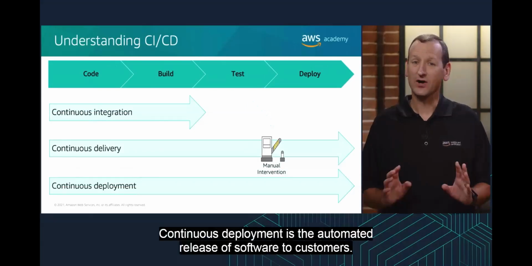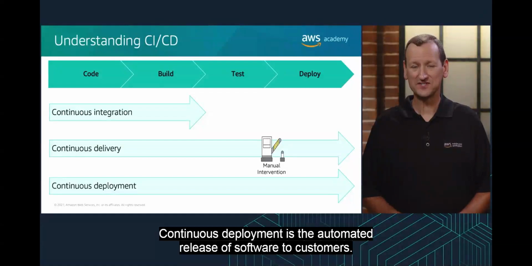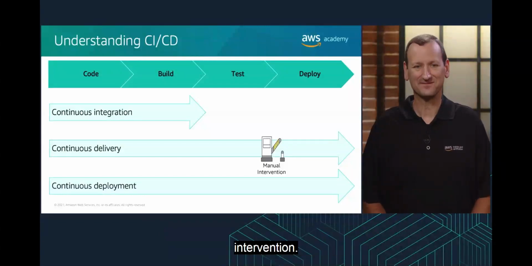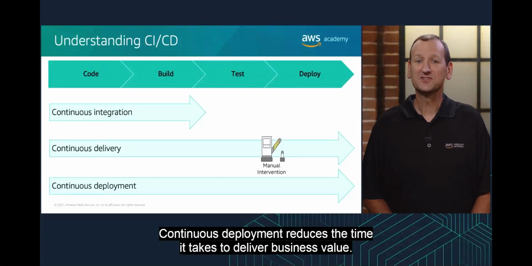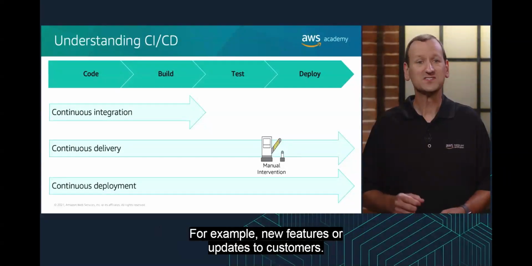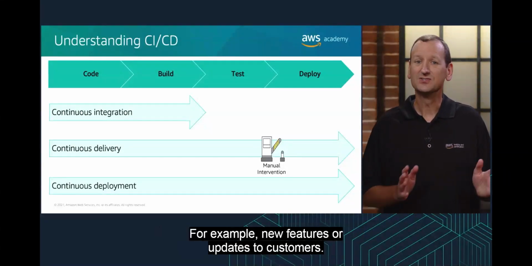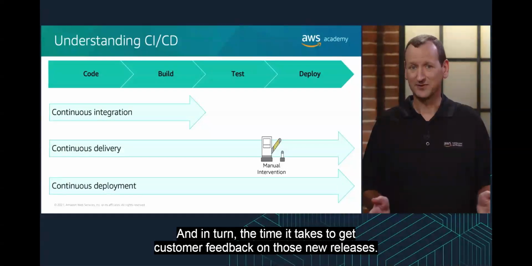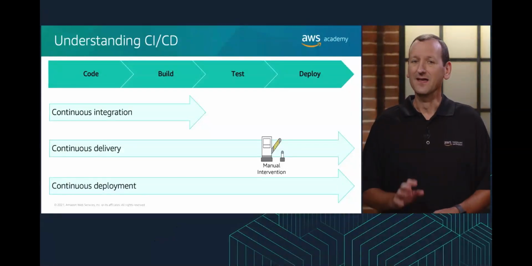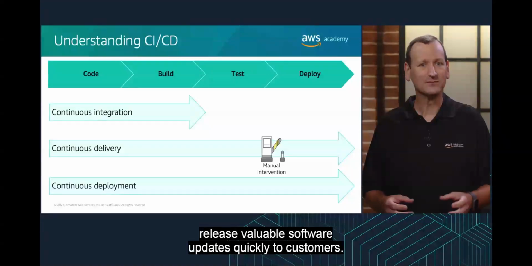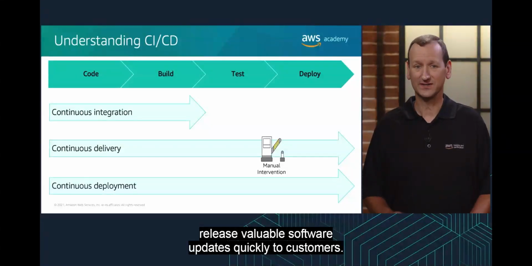Continuous deployment is the automated release of software to customers. This automation extends from check-in through production without human intervention. Continuous deployment reduces the time it takes to deliver business value, for example, new features or updates, to customers, and in turn, the time it takes to get customer feedback on those new releases. This fast customer feedback loop helps you to iterate and release valuable software updates quickly to customers.